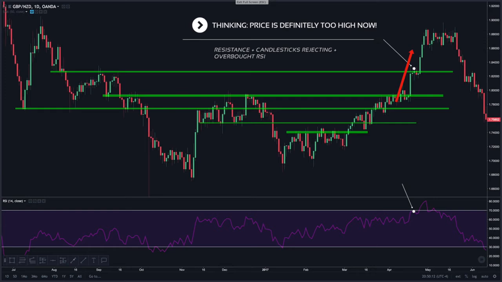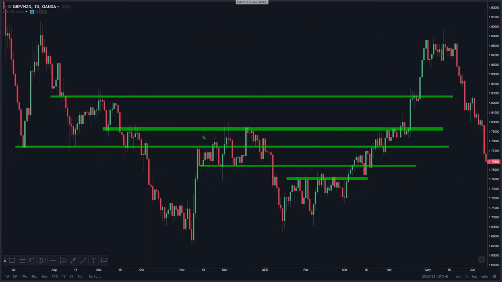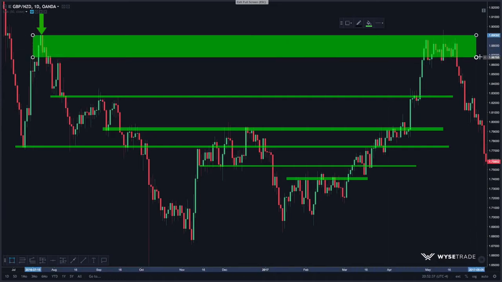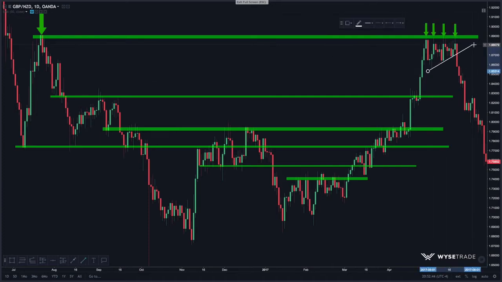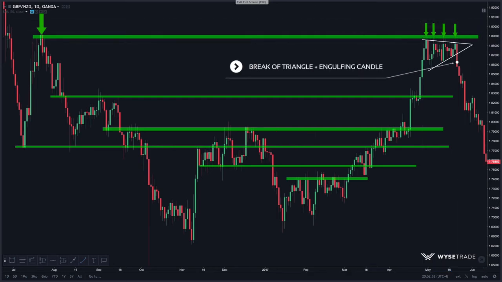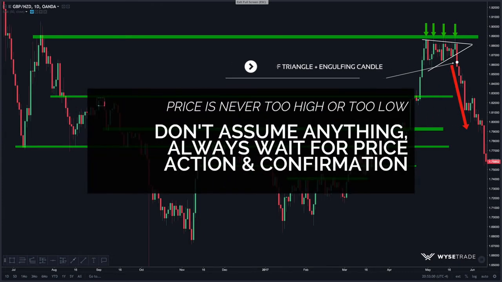So coming up to this next level is where the actual reversal occurred. Everything that has come before this level showed 0 bearish presence. Price does not truly show the first sign of slowing down until we have these 4 rejections at resistance, a break of the triangle, and a bearish engulfing candle, which is where the true reversal trade occurred. So again, price is never too high or too low. Always wait for price action and confirmation that it is actually ready to reverse.